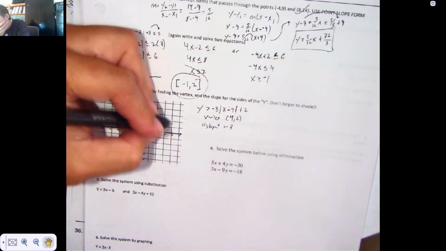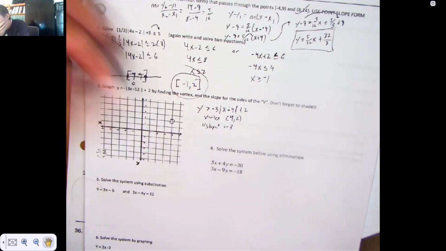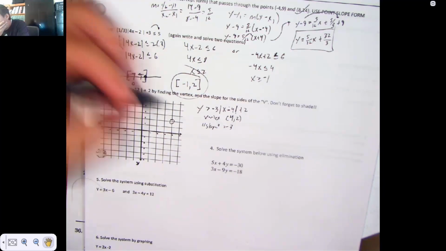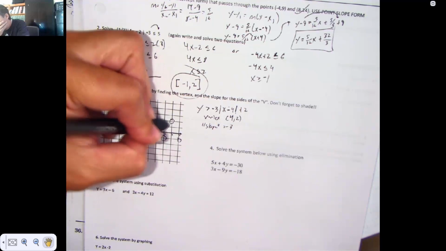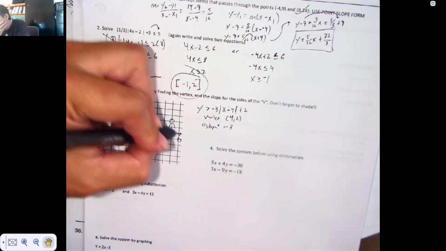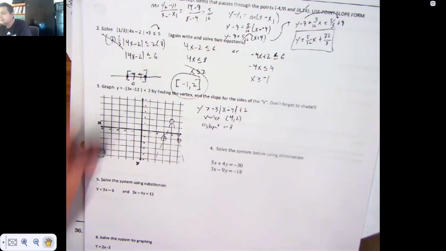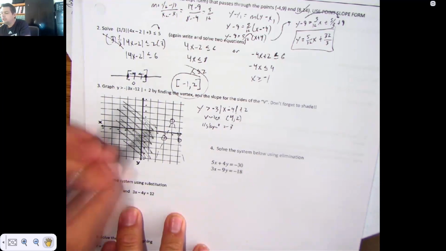So right 4, rise 2, open hole, looking at symbolism, fall 3, run 1, fall 3, run 1, dashed lines, and I'm a greater than symbol, so I should be shading all around.